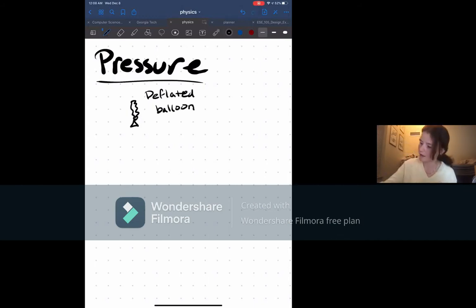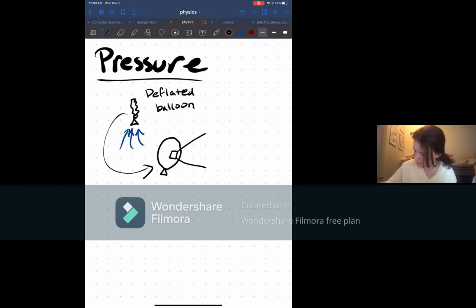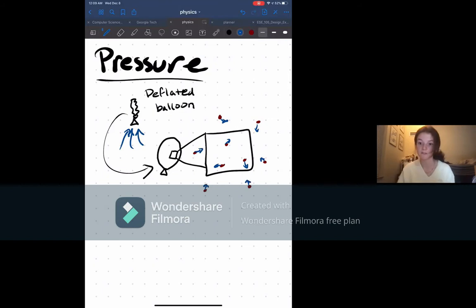Okay, so we're going to have a deflated balloon, and what we want to do is inflate it by blowing air into it. And so whenever that happens, as we all know, it becomes inflated, or bigger. And so if we take a little section of the balloon, we can look at the gas particles outside of the balloon and the gas particles inside the balloon. And they're all going to be moving in a random direction because that's what gases do. And so they're going to have a very small mass and they're going to have some velocity to them.